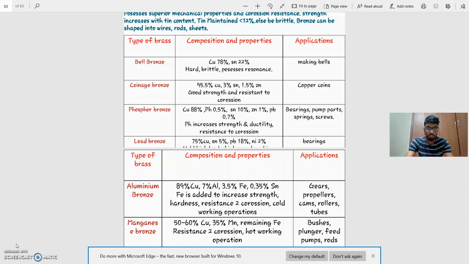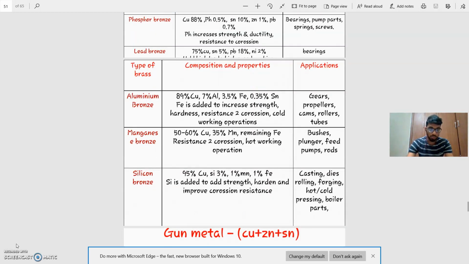Coinage bronze. 95% copper, 3% zinc, 1.5% Sn. Good strength and resistant to corrosion, used for copper coins. Phosphorus bronze. It consists of 88% copper, phosphorus 0.5%, tin 10%, zinc 1%, lead 0.7%. Phosphorus increases strength and ductility, and resistance to corrosion. Applications are bearings, pump parts, springs, screws, etc.